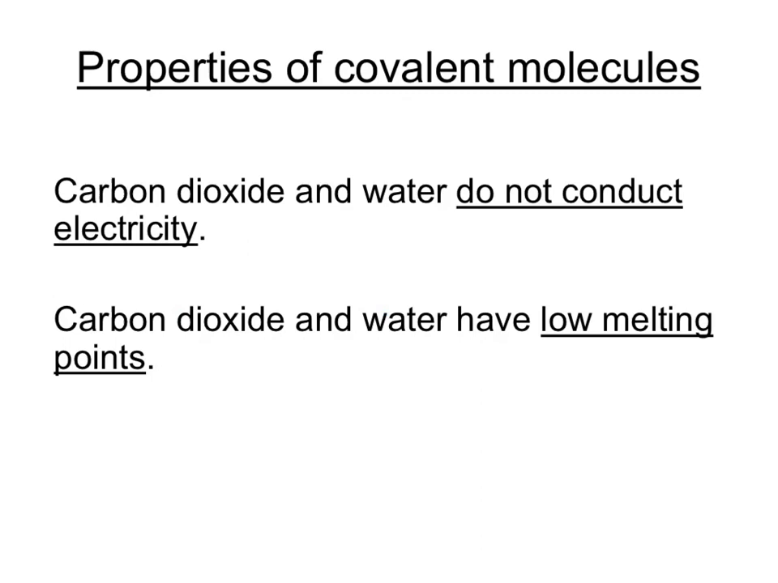So, covalent molecules like carbon dioxide and water have got low melting points. Another property where they differ from ionic compounds is that they don't conduct electricity when they're molten, or when they're evaporated, or when they're solid. They simply do not conduct electricity because they don't have any charged particles and they don't have any free electrons that can carry any charge.